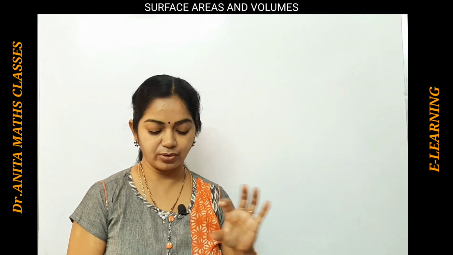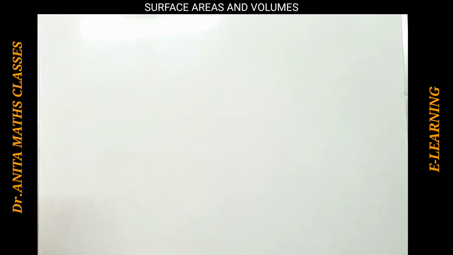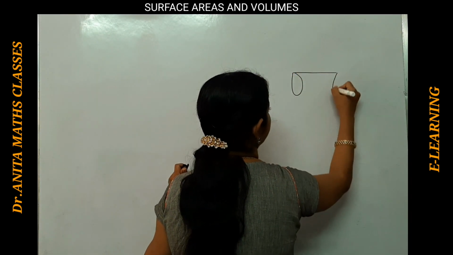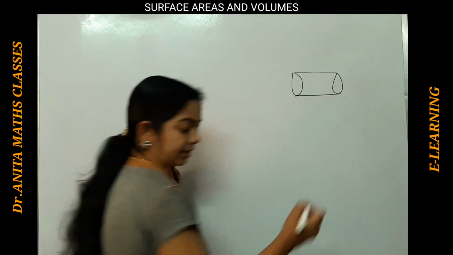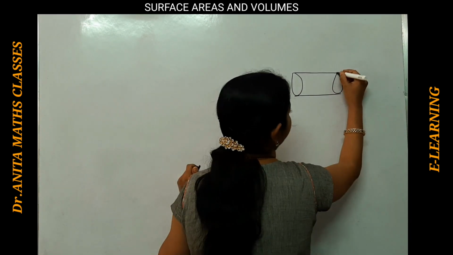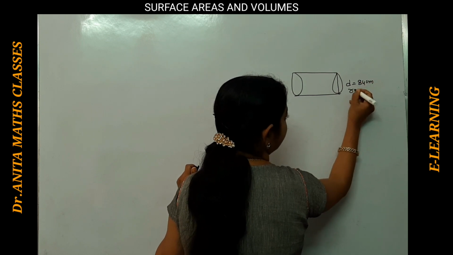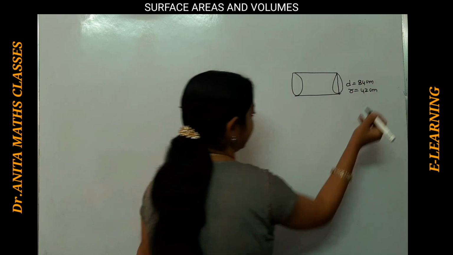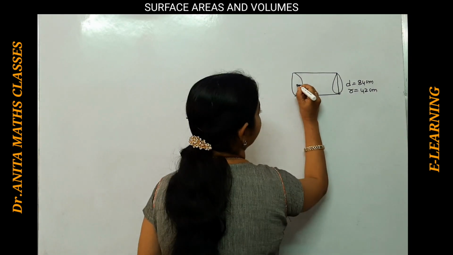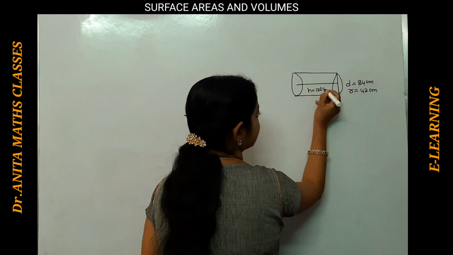Now here a road roller is given. The roller will be cylindrical in shape. Here we will take it like this. This is the roller, and the diameter is given as 84 centimeters. So immediately we'll write here 42 is the radius. Now this is the roller, and the length of the roller is 120. So here we can take it as height.